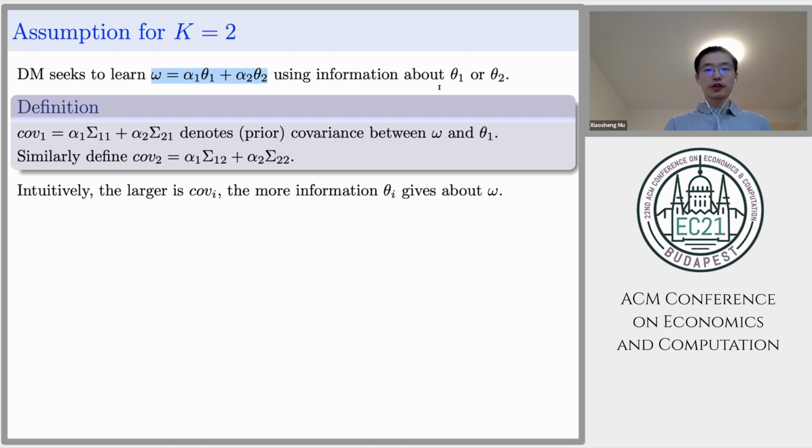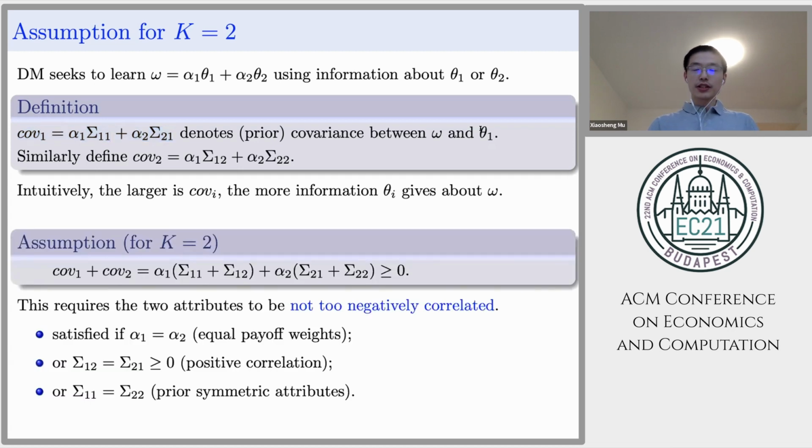For our results to hold, I'm going to need an assumption on the prior belief. And let me just introduce a bit of definition. Here, covariance 1, which is the term that I'm highlighting on the slide right now, denotes the prior covariance between the state, omega, and the first attribute. Similarly, I'm going to define covariance 2. What's the meaning of these covariances? Intuitively, the larger is the covariance, the more information this attribute will give about the payoff relevant state.